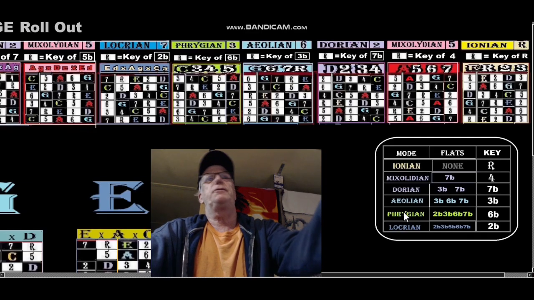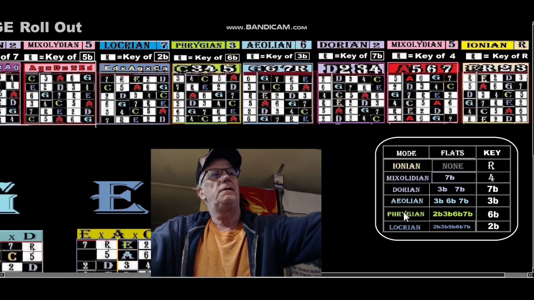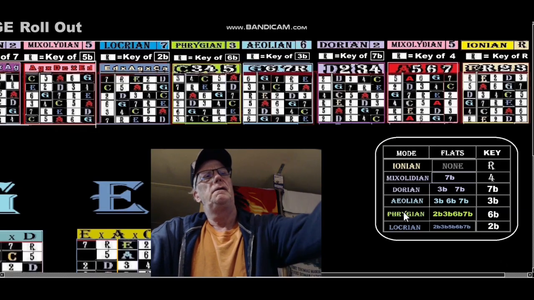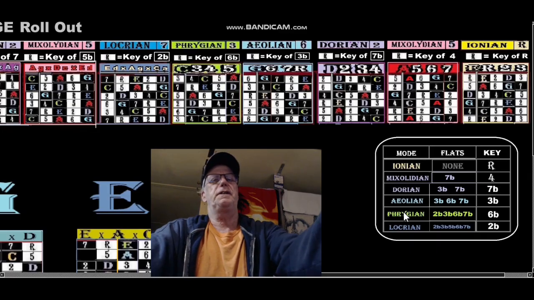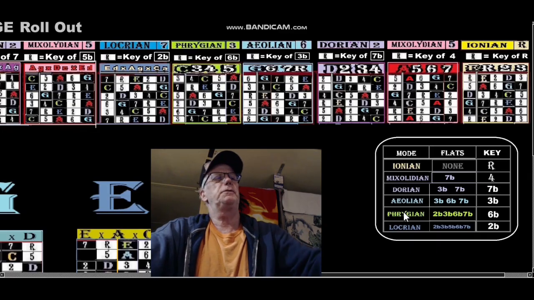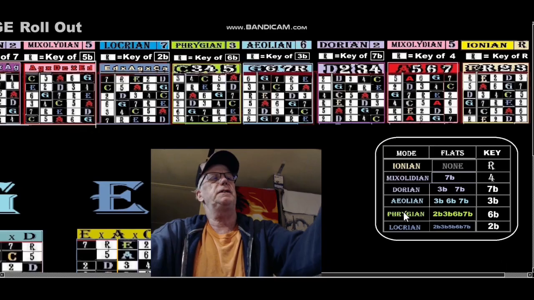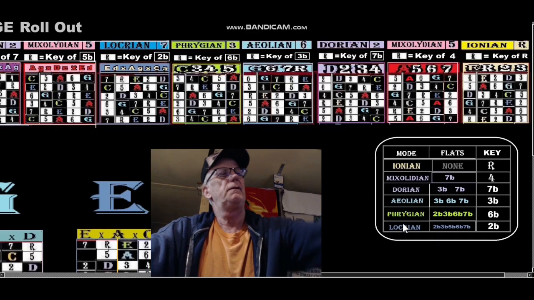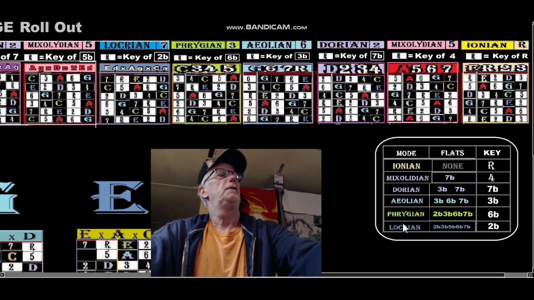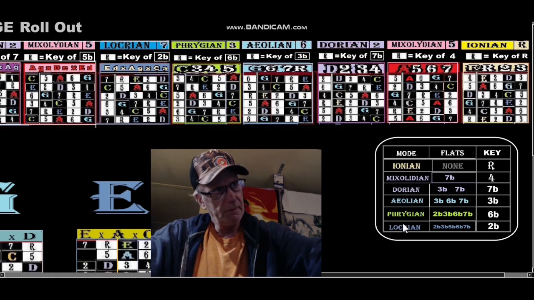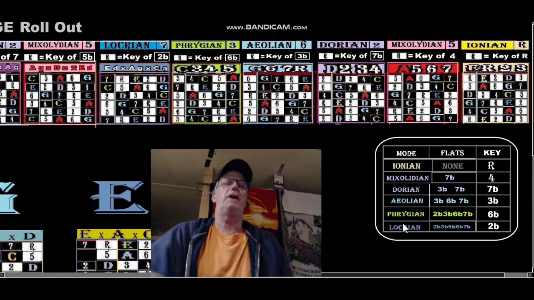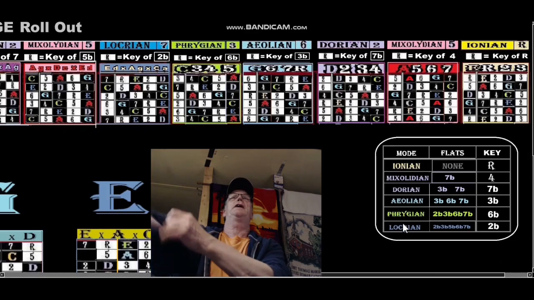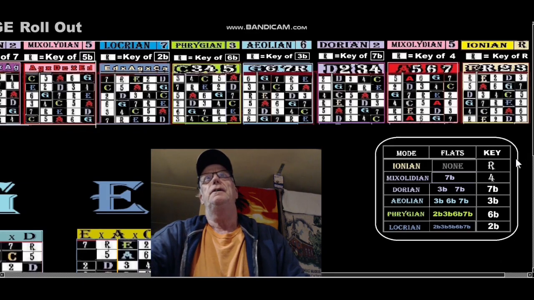Now let's look at that Phrygian with no flats. That's the key of E, but you play it just the white keys, E to E. That's four flats, and then Locrian has five flats. There it is, all five flats. So that's kind of the orientation of that chart.